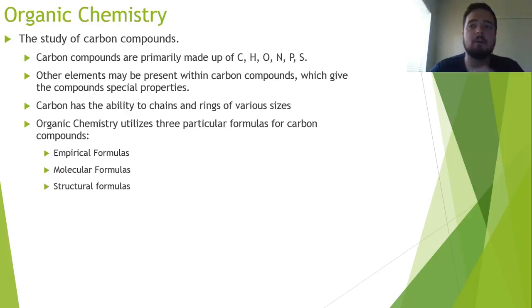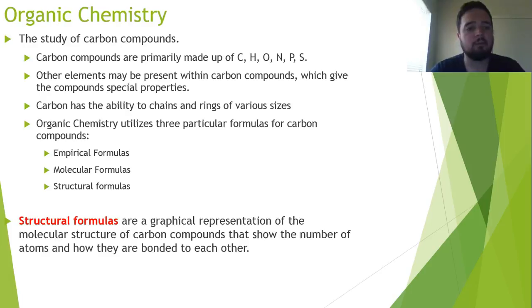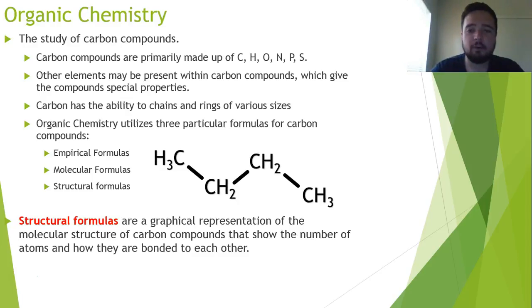And the next one we haven't talked about is called structural formulas. This identifies and shows the structure of how these compounds look, at least in 2D space. So structural formulas are the graphical representation of a molecular structure of carbon compounds that shows the number of atoms present and how they are bonded to each other, single, double, triple, whatever. So for example, this is what a structural formula would look like.